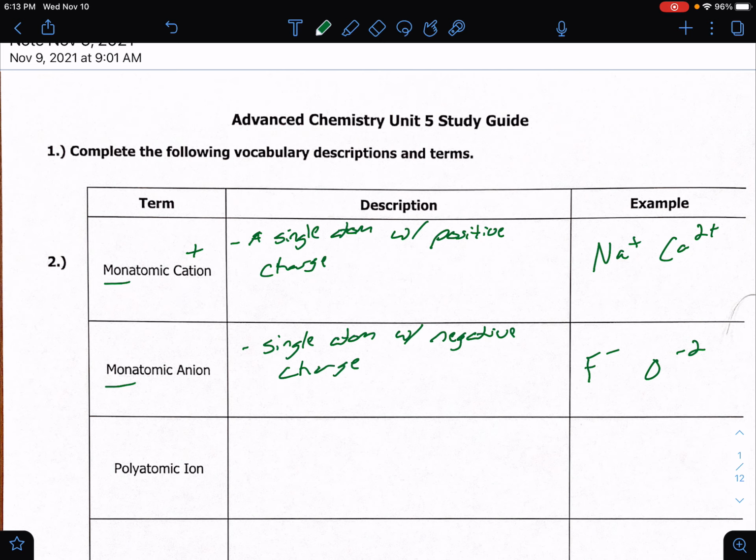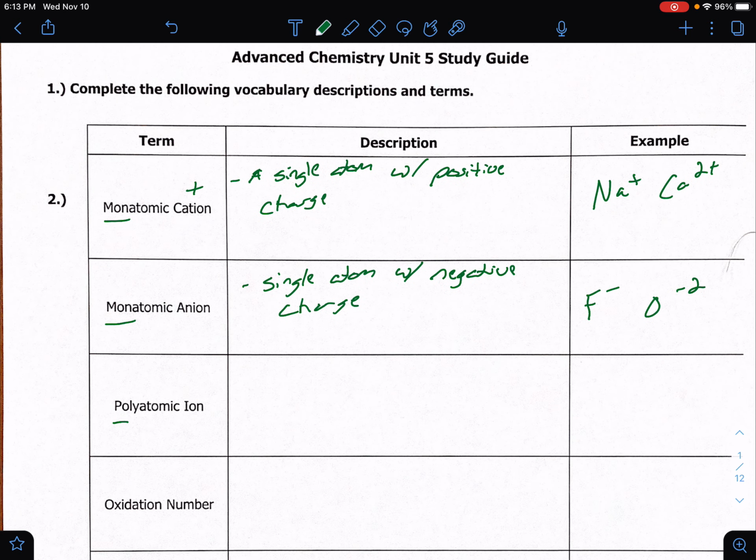Now, polyatomic. The key term here is poly, which means many. That is an ion consisting of 2 or more atoms. An example of that could be something like phosphate, PO4 with a -3, or it could be like ammonium, NH4 with a +1. That would be a polyatomic ion.